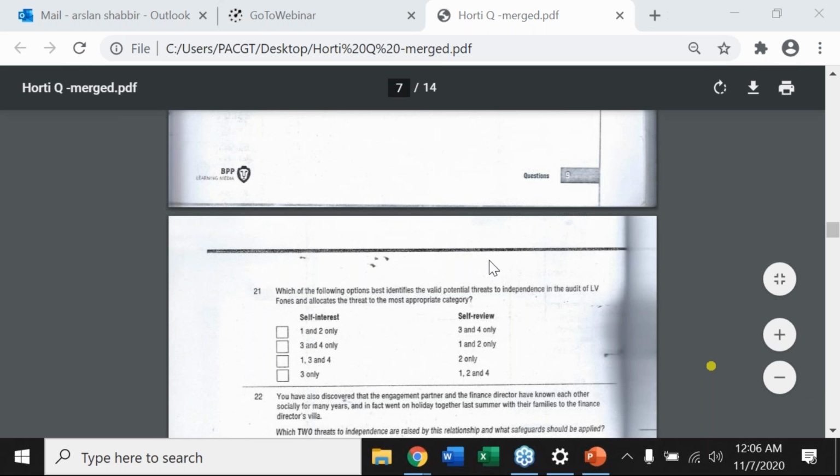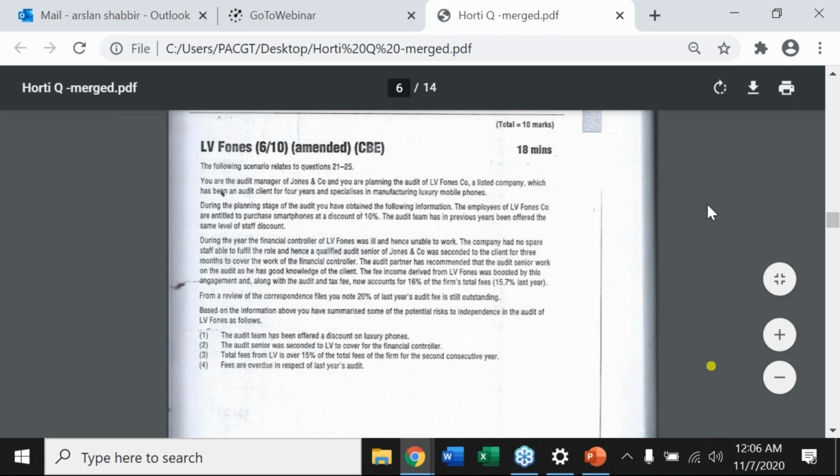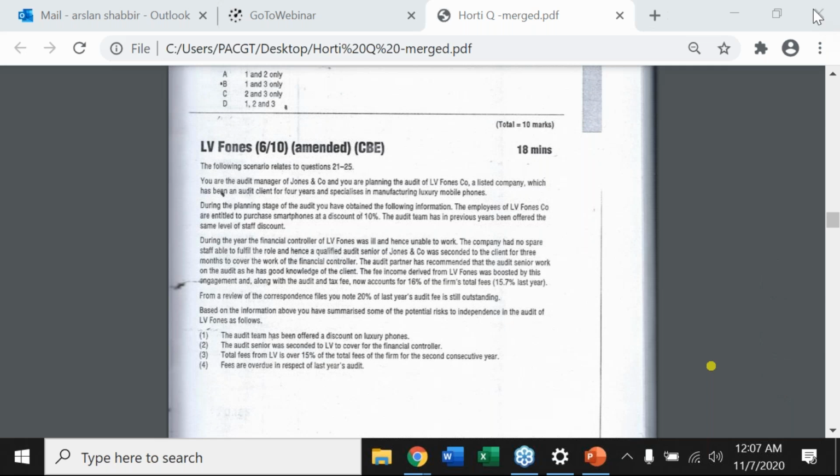Thank you for your analogy. LV Phones. I'm going to read the question. You just need to focus. I'm here to read the question. Yes.